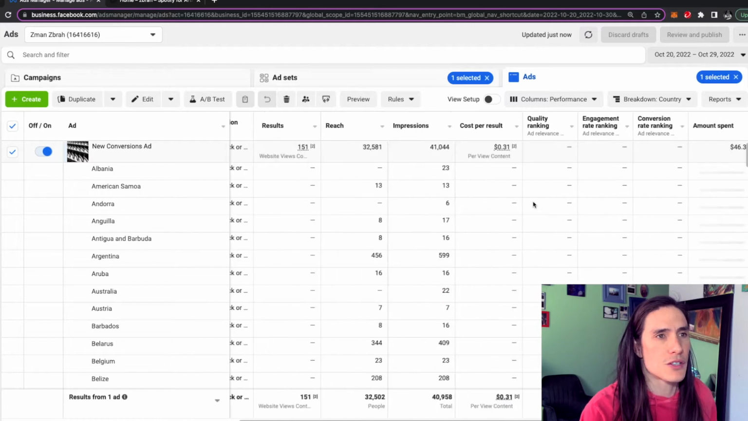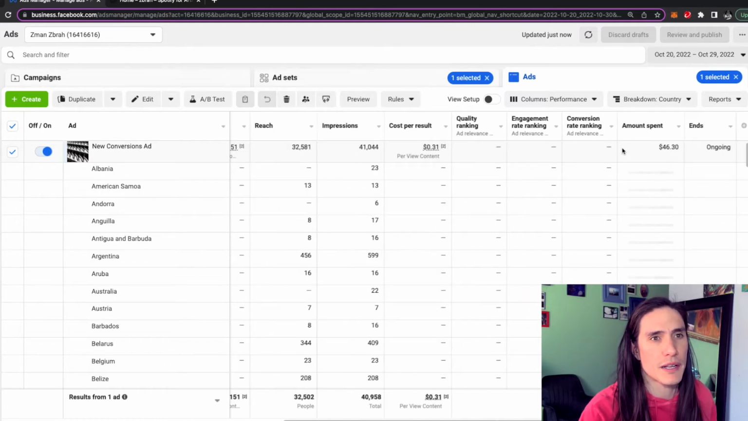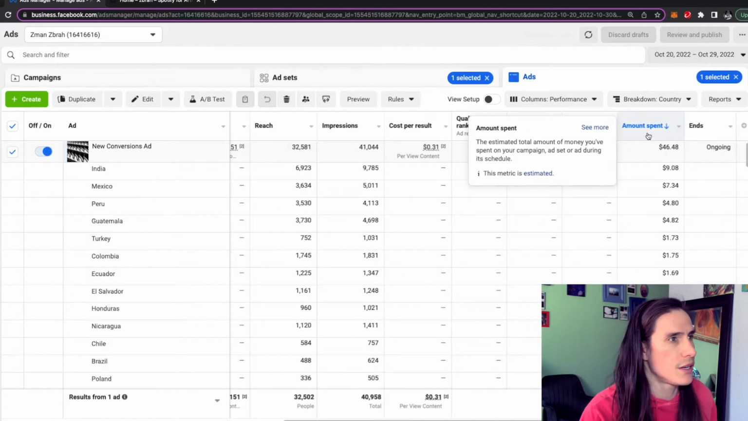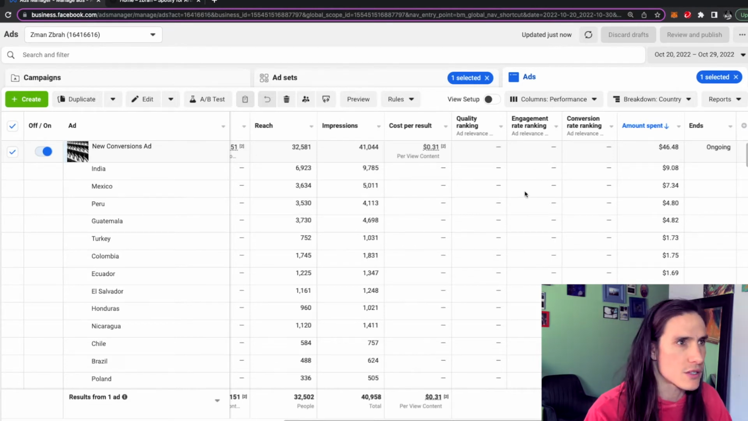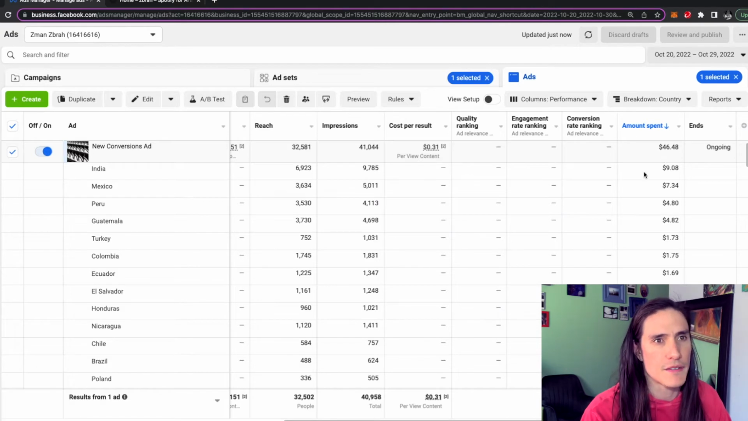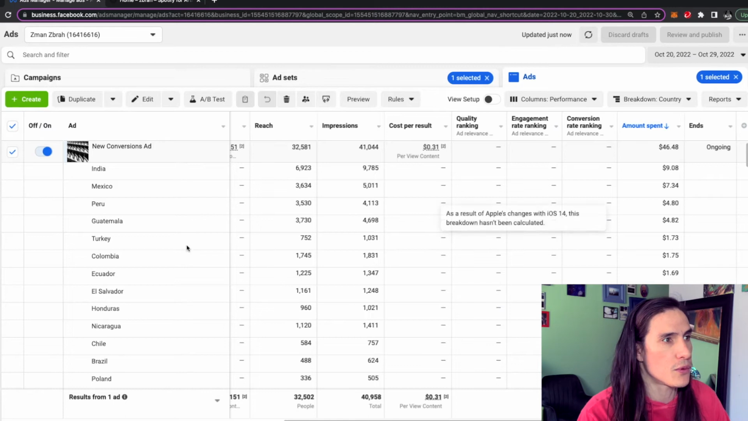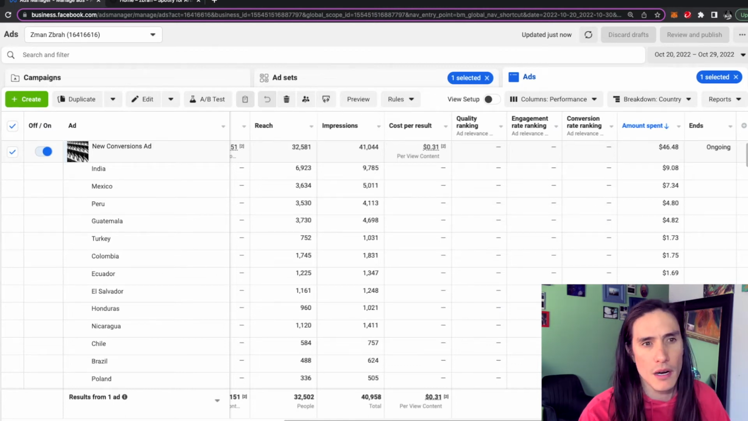So it would be in the country. And then I would look at my budget, your amount spent. You could look at it by day, or by however long a length you want. I just did it over this week. I've spent $46, and I noticed India, Mexico, Peru, Guatemala, Turkey, Colombia, Ecuador, and so on are my top countries.